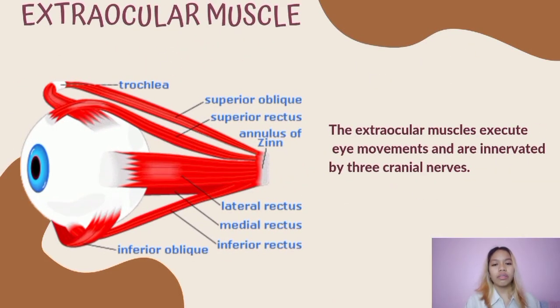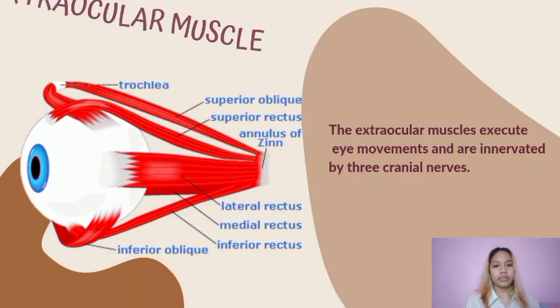The extraocular muscles execute eye movements and are innervated by 3 cranial nerves. The muscles are attached to the sclera of the eye at one end and are anchored to the bony orbit of the eye at their opposite ends. Contraction of the muscles produces movement of the eyes within the orbit. The cranial lower motor neurons innervate these muscles and thereby control their contractions.